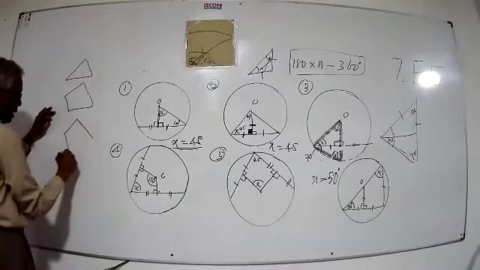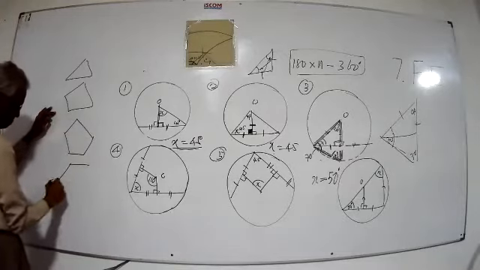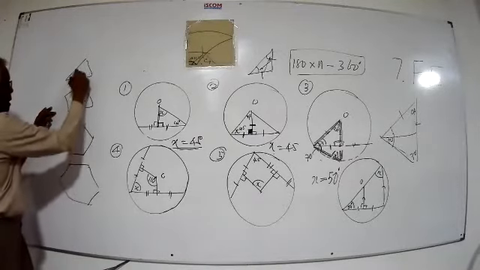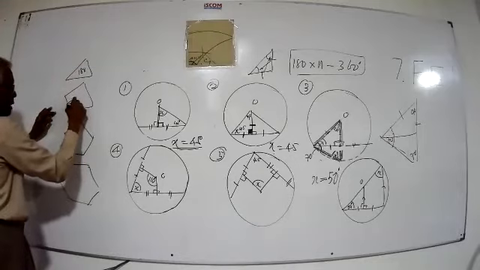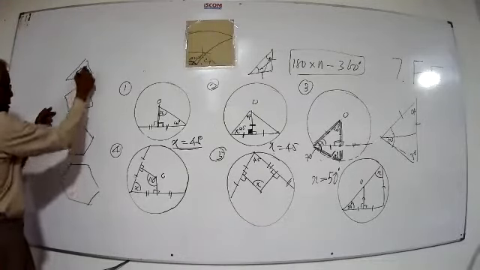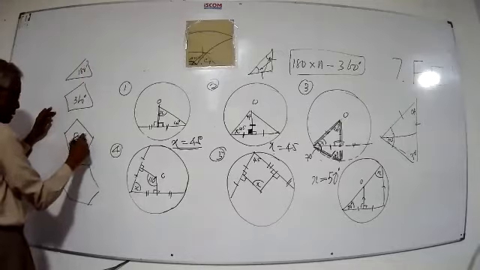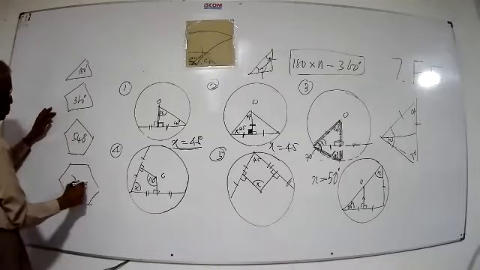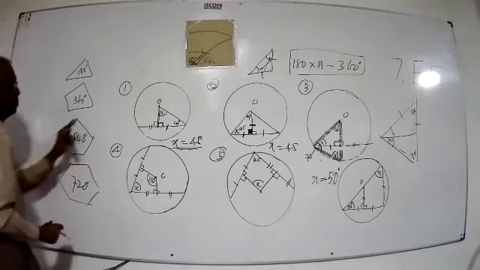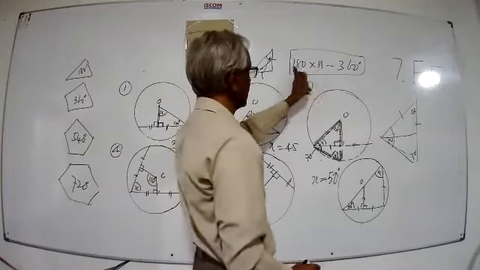But these four you have to remember. You have to know that. This is 180, this is 360, this is 540, this is 720. 1, 2, 3, 4, 5.